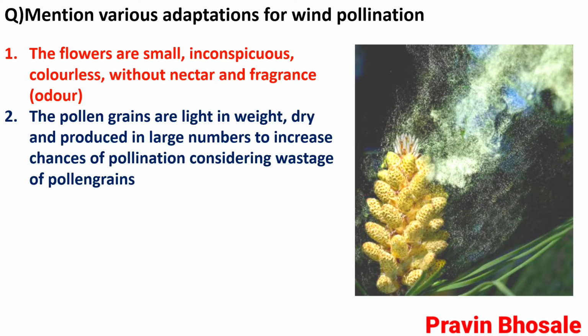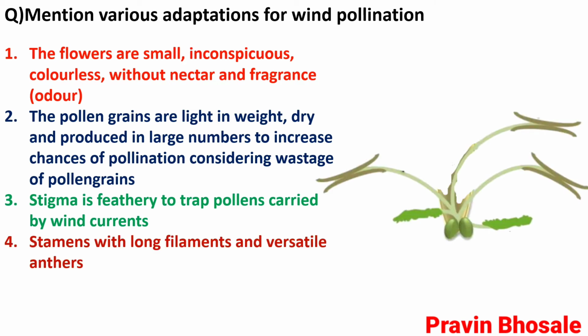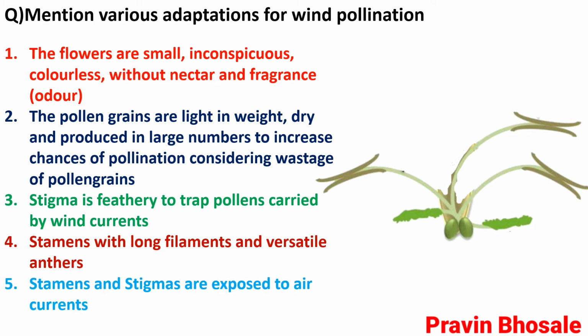The pollens are light in weight, dry, and produced in large numbers to increase chances of pollination considering wastage of pollen grain. Stigma is feathery to trap pollens carried by wind current. Stamens with long filament and versatile anther. Stamens and stigmas are exposed to air currents.